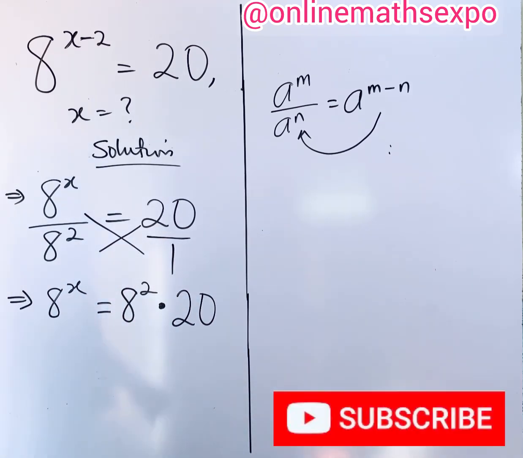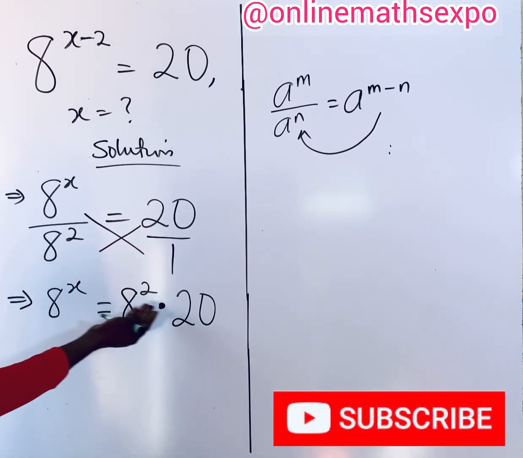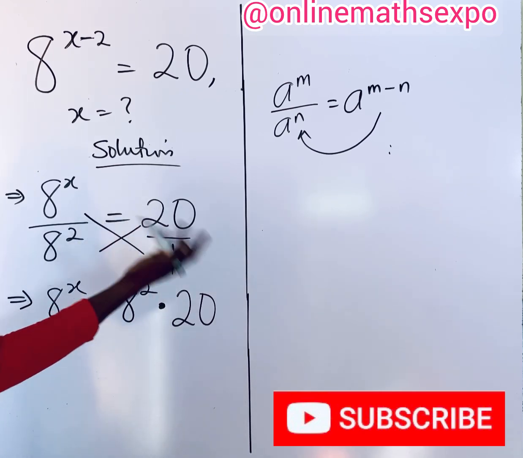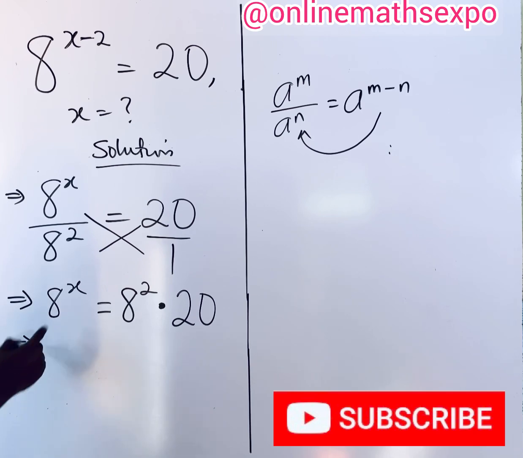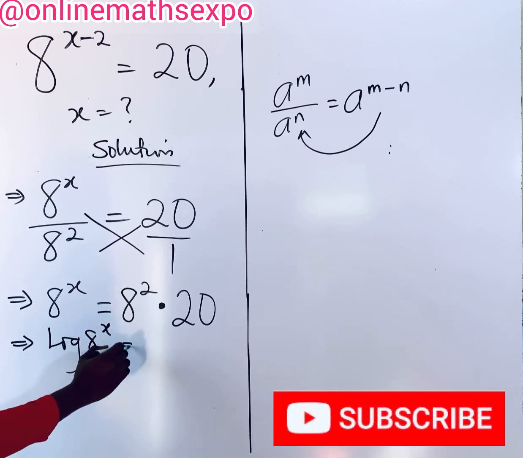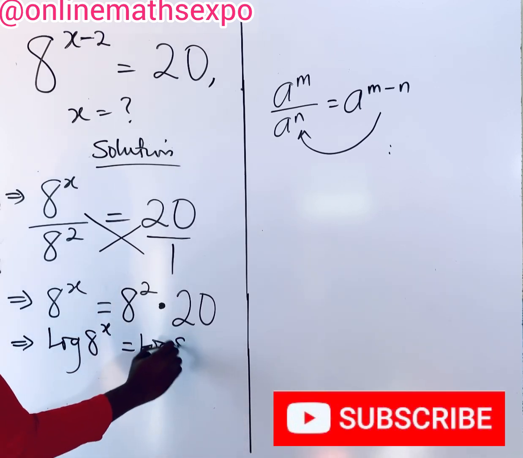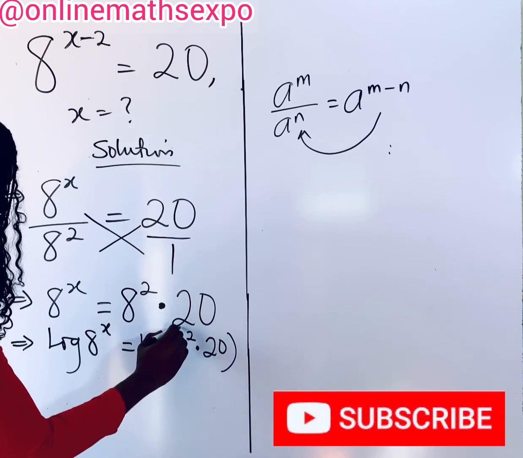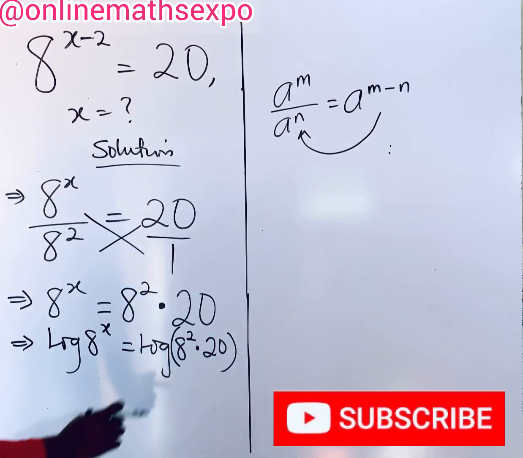So what do you do again? You observe that at this point, remember we are looking for x. So what you do when you have an exponent in this form and you are to get the x, which is the power, just quickly take log of both sides. It helps you to get x. So we're going to take the log of this: log of 8 to the power of x is equal to the log of 8 to the power of 2 multiplied by 20. These two are in brackets with one log.